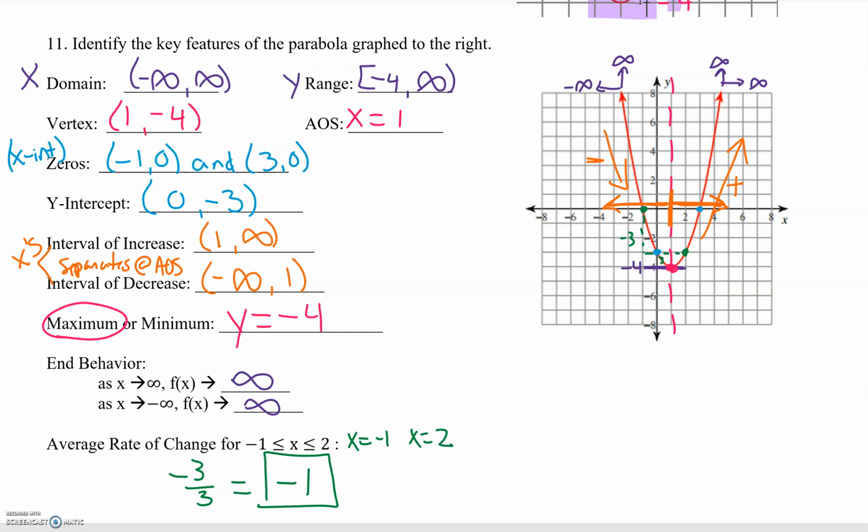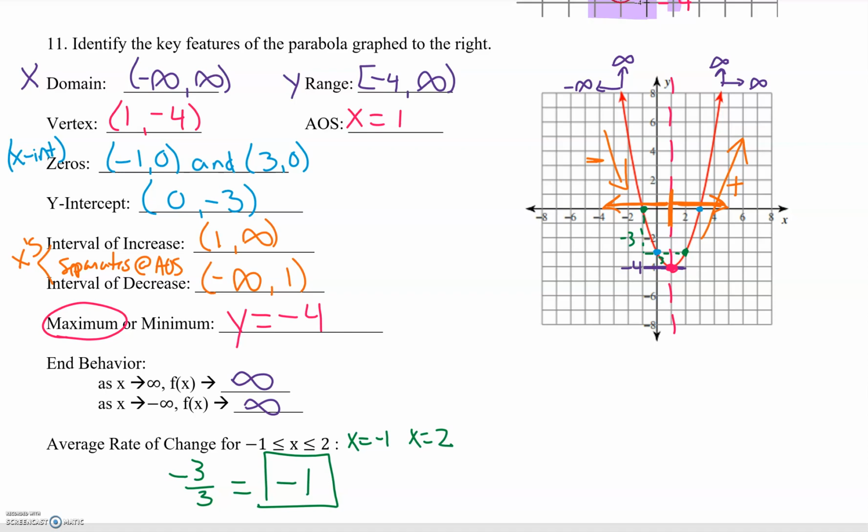The range is your y value, so that means the lowest y value to the highest y value. Our lowest y value is a -4, and that's a point on the graph, not an arrow, so it gets the bracket. And I've got that labeled in purple as well. And then it goes up forever, which is y values that are increasing forever, which is positive. Our vertex is at (1, -4).